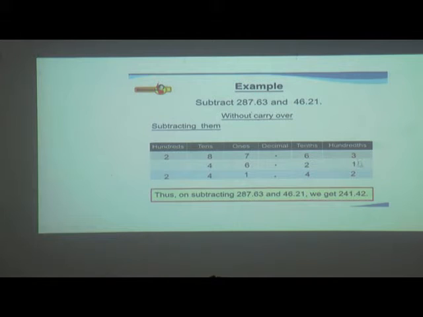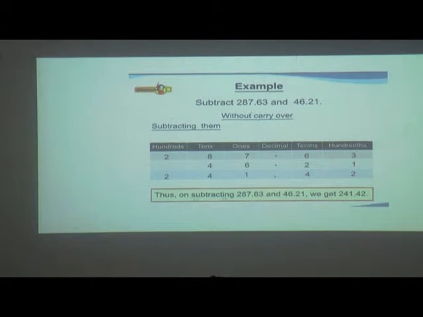3 minus 1 is 2. 6 minus 2 is 4. What are we doing? We are doing a normal subtraction. Then we have a decimal point, write the decimal point. Then 7 minus 6 is 1, 8 minus 4 is 4, and 2 as it is.